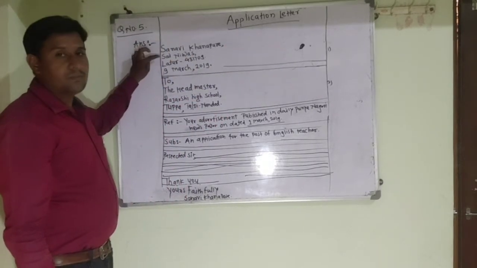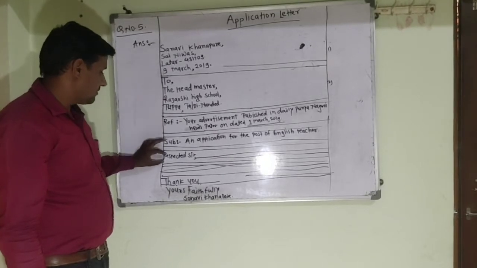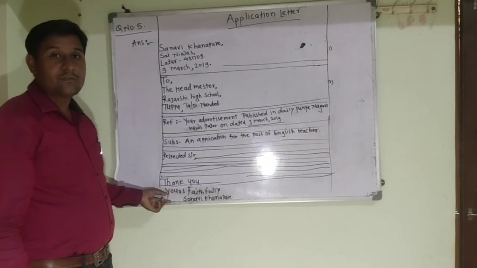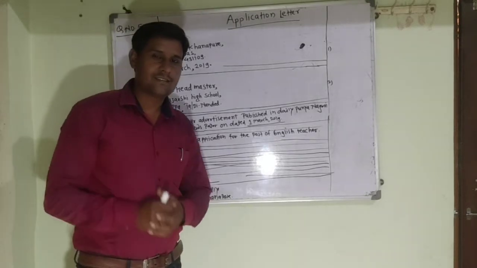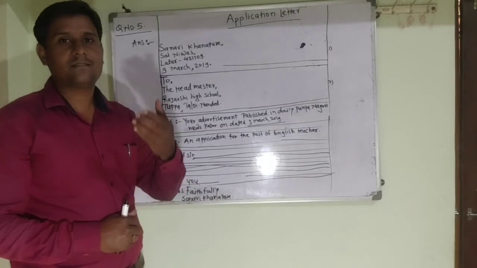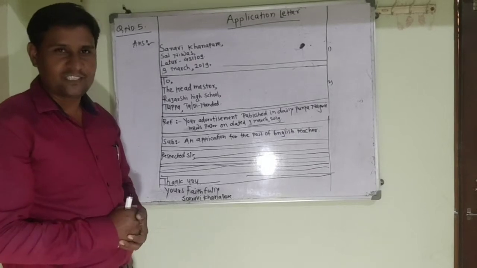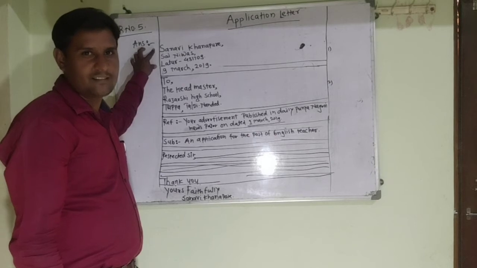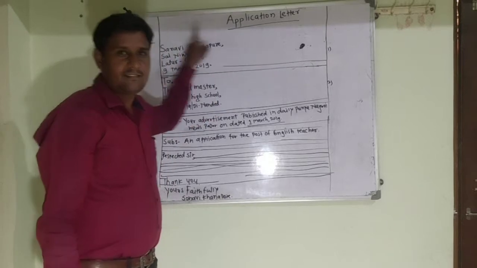How many rules are there? Let's count: first, second, third, fourth, 5, 6 and 7. In an application letter there are 7 rules. So how do we start the application letter? In your answer sheet there are 7 main important points, we call them rules. Now look at the first rule of the application letter. Dear friends, it is a very important rule. We call it the writer's address. The first rule of an application letter is the writer's address.